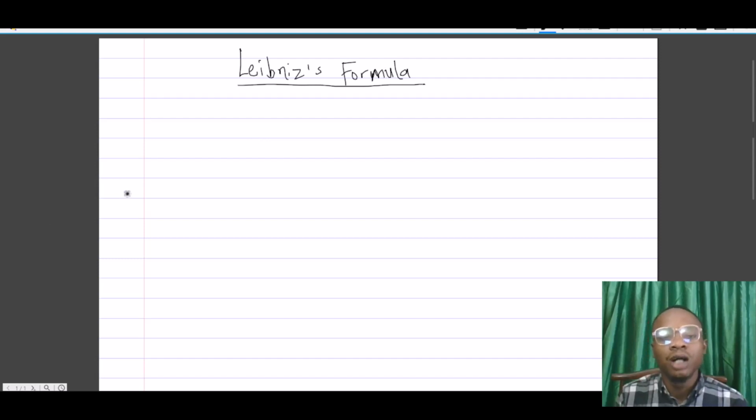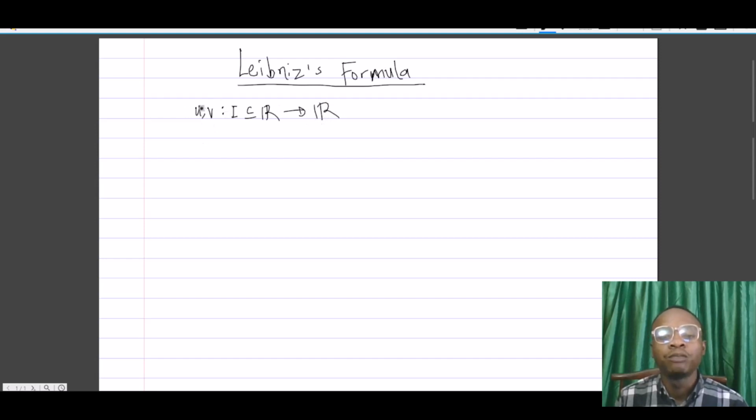So to have an idea of what this is about, we know that if we have a product of two functions, let's say that we have two functions u and v, for instance. These are both real valued functions. So let's say that they take elements from subset I, which is a subset of real numbers, and produce some real numbers as we have them here.